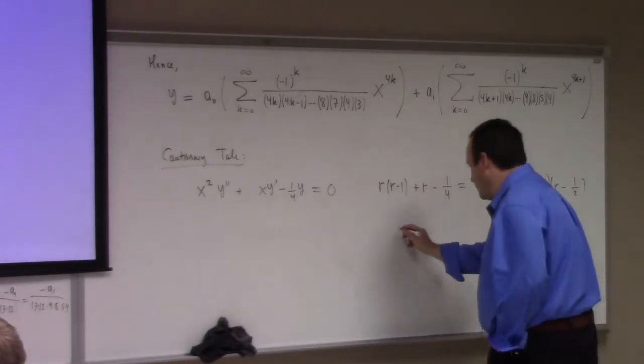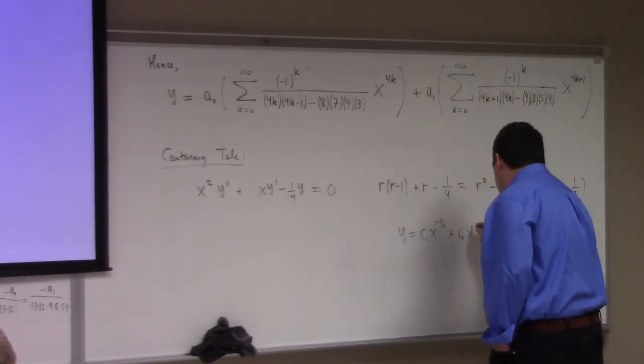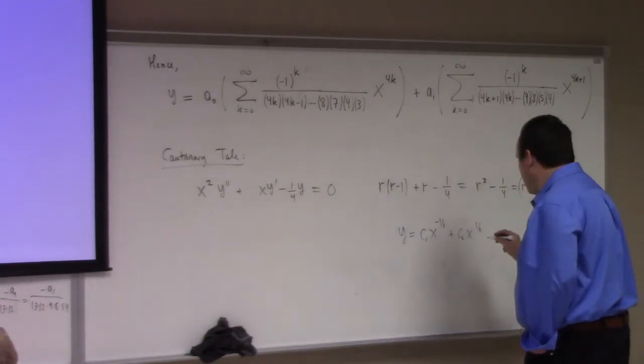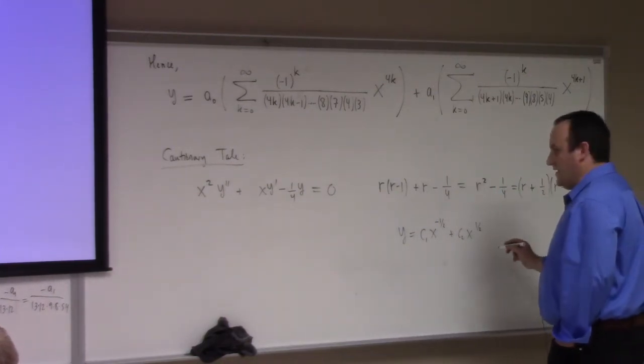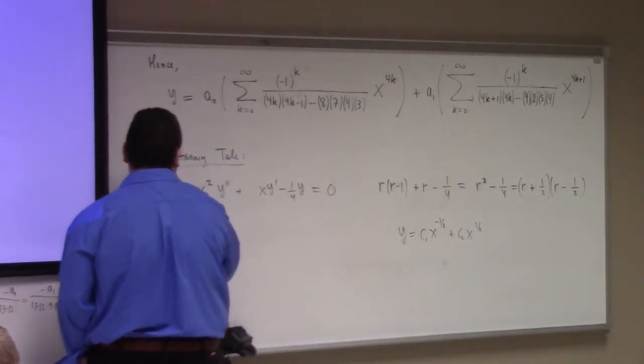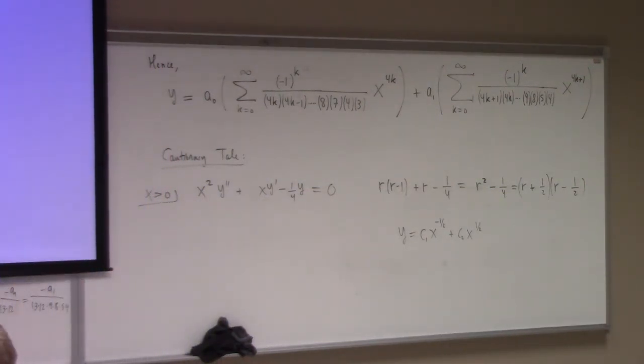And our solution was y equals c1 x to the minus 1/2 plus c2 x to the 1/2. And I actually needed to say, hey, x is greater than 0, otherwise, so this is apparently an example which is not going to work out for us with the power series technique, right?